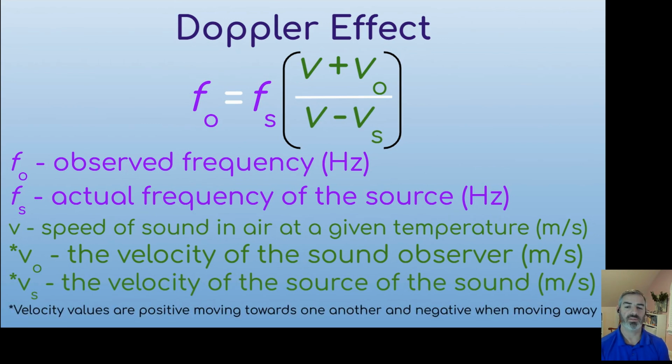And a note, velocity values are positive when objects are moving towards each other and negative when moving away. So if the source moves towards the object or vice versa, or they're both moving towards each other, those values are both positive. If they're both moving away from each other or one's moving away from the other, then those velocities would be negative. Now, if one's moving towards and one's moving away, that means one would have a positive value and one would be negative.